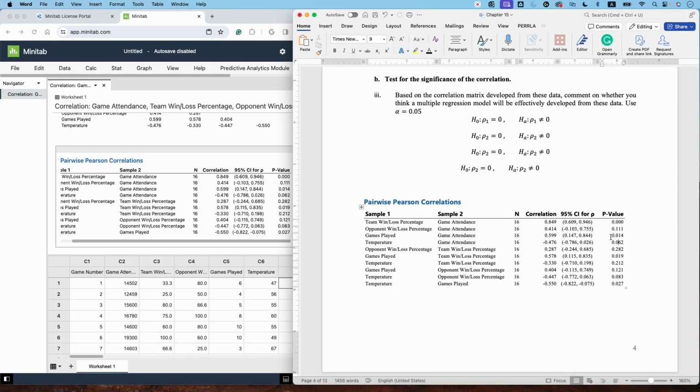What we have is two significant relationships. Let me highlight them. We can say there is a significant relationship between game attendance and team winning-losing percentage and games played. Therefore, a multiple regression model could be effective. So we believe that we might have something.